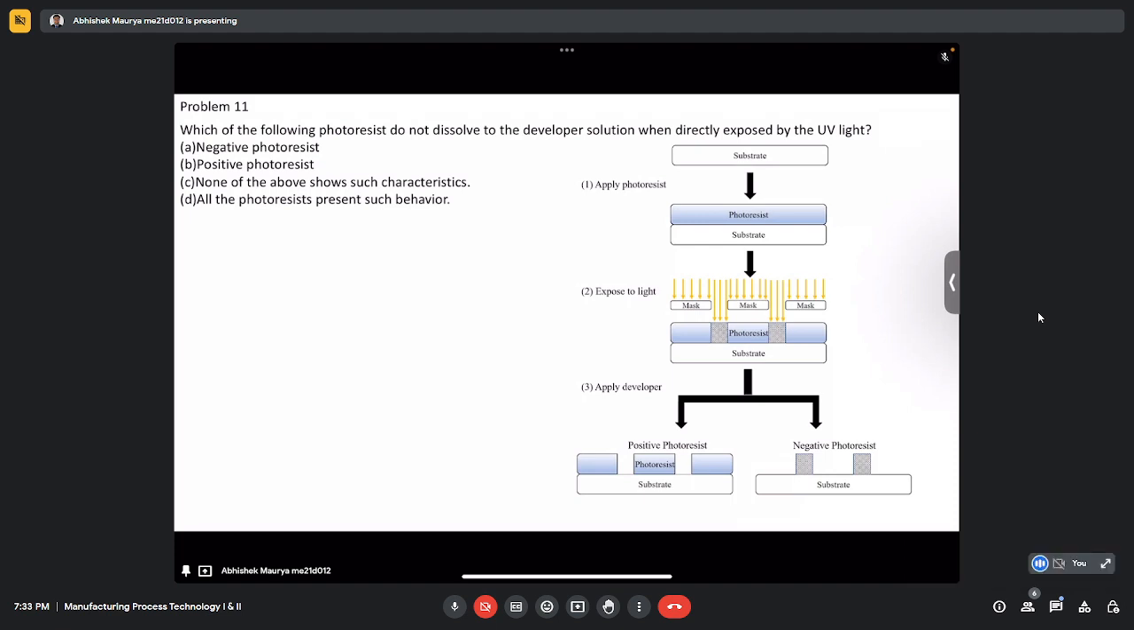Okay, so let's see what the problem is saying. Which of the following photoresist does not dissolve in the developer solution when directly exposed to ultraviolet light? This problem is from the micromachining part, where we have been taught about photolithography. First of all, we have some substrate, let's say a silicon wafer. What we have applied over the silicon wafer is something called photoresist. Photoresist is the material which reacts with the light, the UV light.